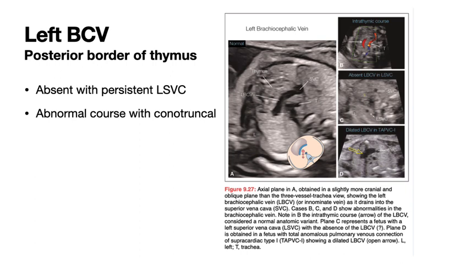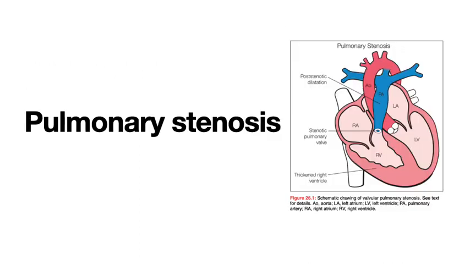So this is important for things like persistent SVC. It won't be there. And it's also important when we get into conotruncal abnormalities that we may see an abnormal course to that. All right, well, that's a discussion of the views for the great vessels. And now what we're going to do is we're going to start doing some specific pulmonary artery abnormalities. All right, let's start with pulmonary stenosis.